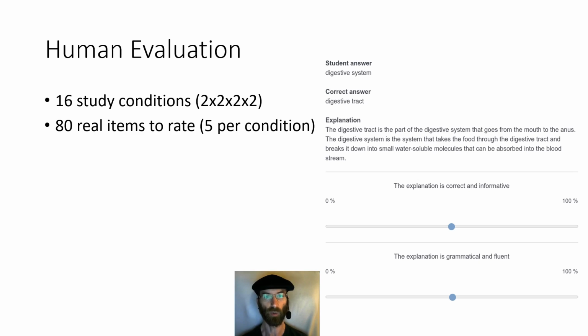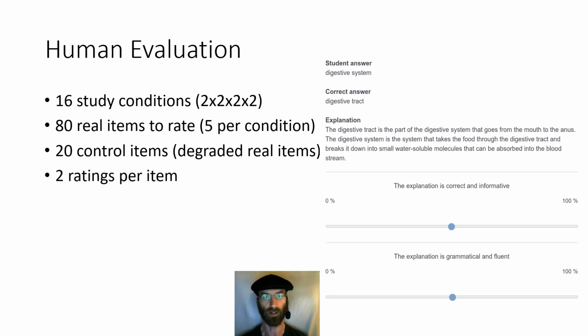Additionally, there were 20 control items that were degraded versions of real items. Raters who did not score significantly lower on these items were deemed to have lower reliability and excluded. As shown in the example, there were 2 ratings per item, each measured on a 100-point slider. One was if the explanation was correct and informative, and the other was if the explanation was grammatical and fluent.